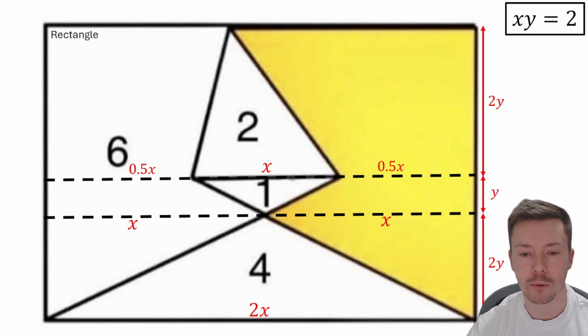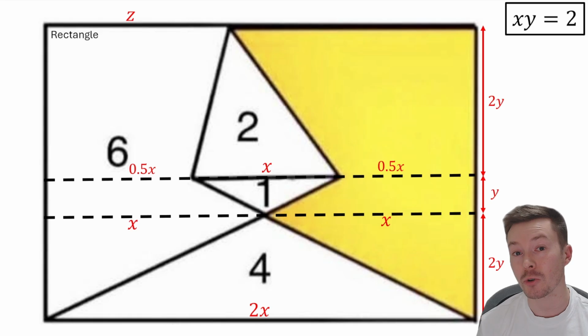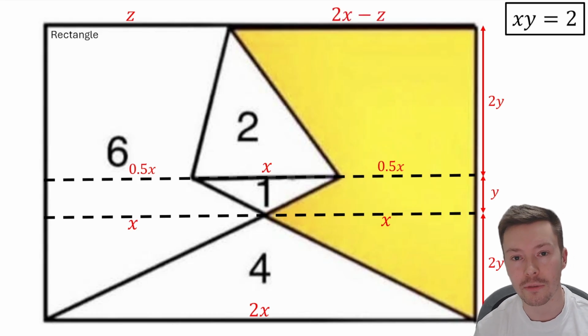But I need to label the top sides of my rectangle here. And I'm going to need to introduce another letter. So I'm going to call it Z. And I'm going to call the other side 2x minus z, because the whole width of the rectangle is 2x.